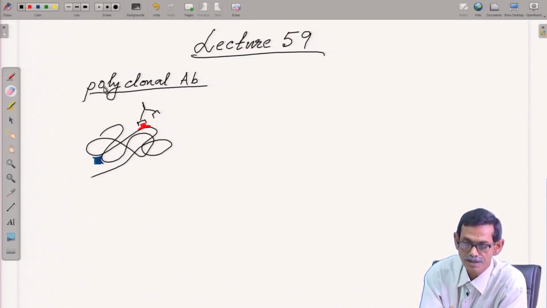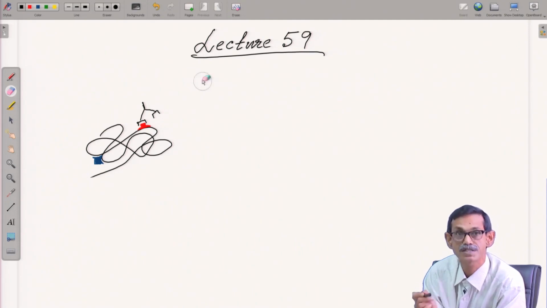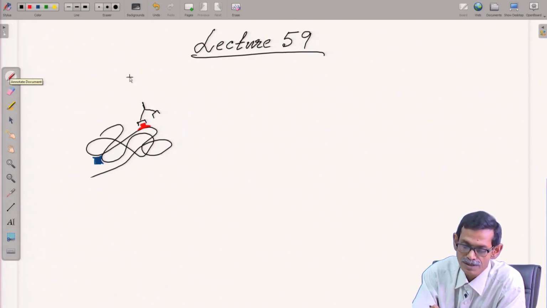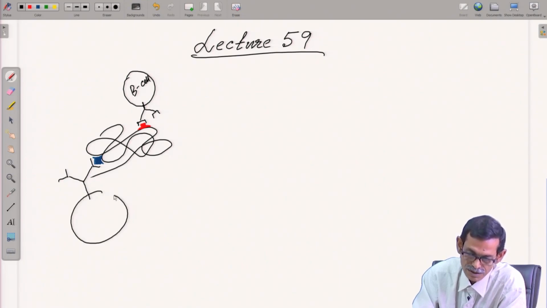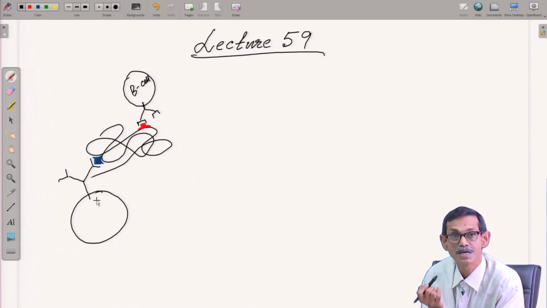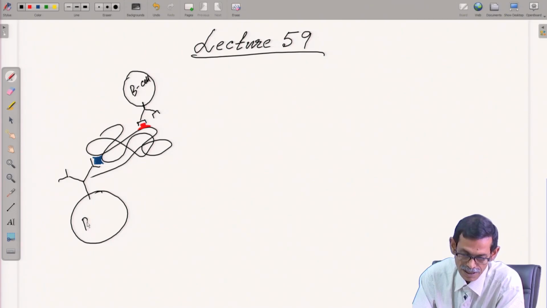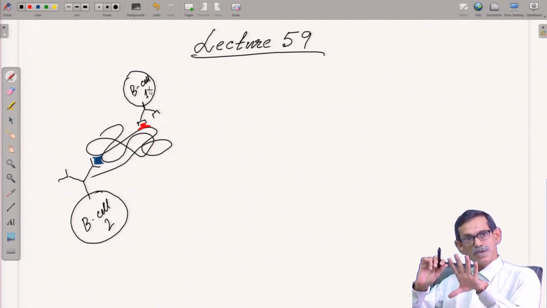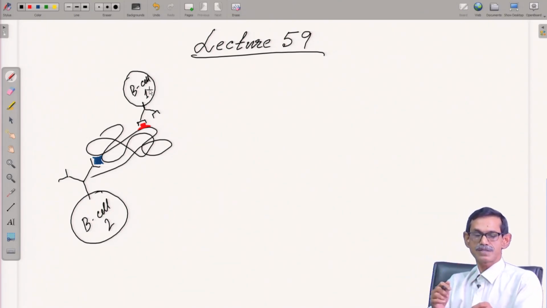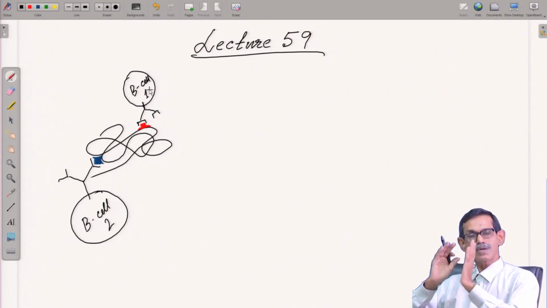Now I am discussing the polyclonal antibody. So this is a B cell, and another antibody will be like this, which is again attached to it. So, this is again a B cell receptor. First the epitope will be recognized by the B cell. Suppose this is B cell 1 and this is B cell 2. Here I am considering one B cell reacting with the red epitope and another, B cell 2, reacting with the blue epitope. What will happen?